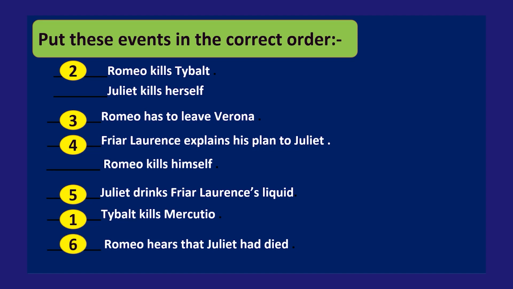6, Romeo hears that Juliet had died. 7, Romeo kills himself. 8, Juliet kills herself. Very good. Excellent job, everyone.